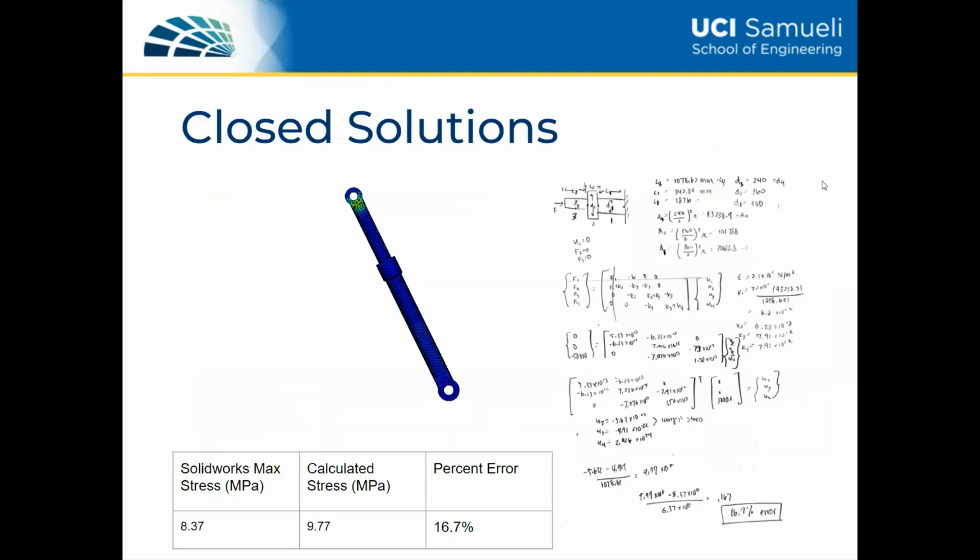Lastly, a closed form solution was performed by comparing the FEA results to hand calculations. The hand calculations are on the right, and as we can see, there's a 16.7% error. However, this is probably due to a lot of rounding.